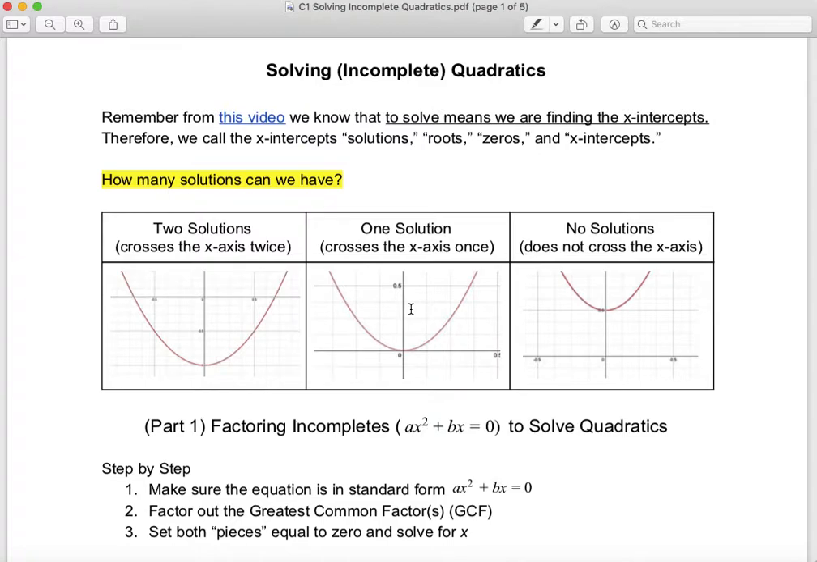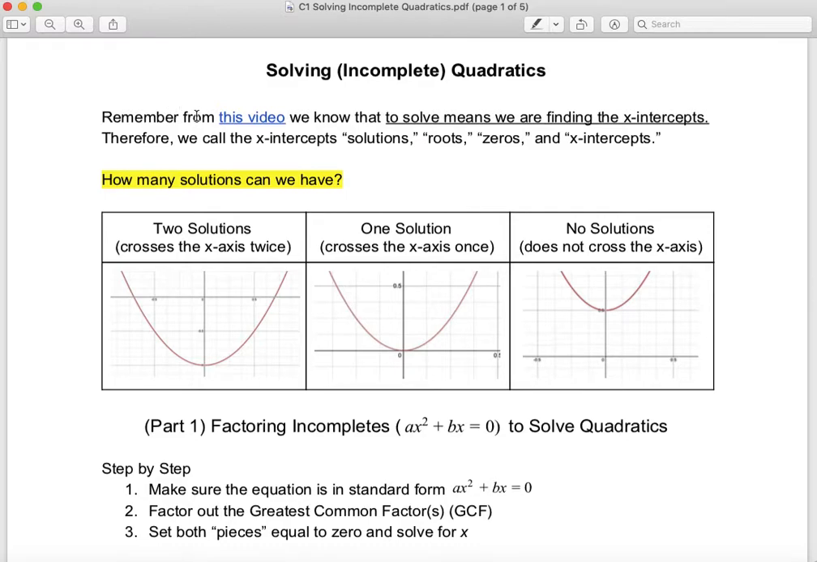Our goal is to solve a quadratic, but the methods are changing because the form of our quadratics is changing. We're going to be using incomplete quadratics. We're going to be solving incomplete quadratics today, which actually are easier to solve because we don't need a ginormous formula in order to do so.